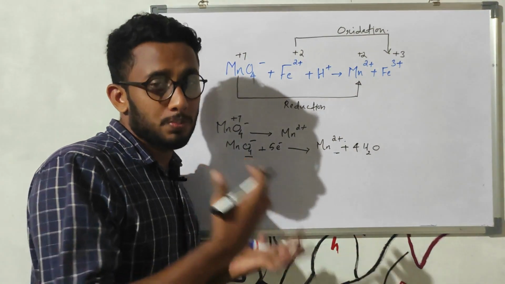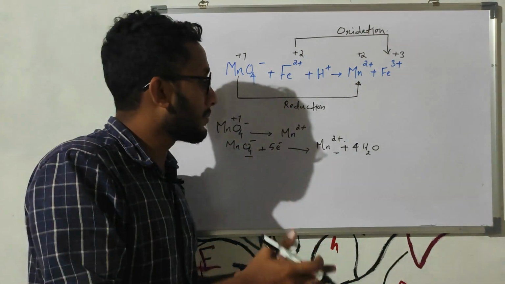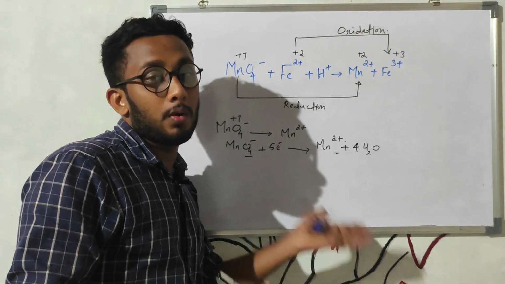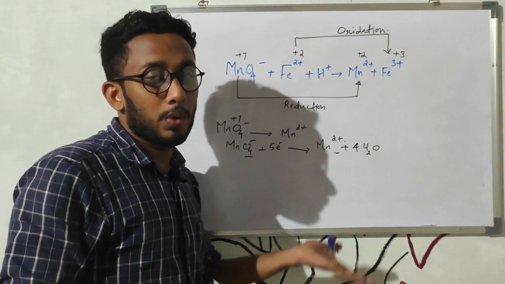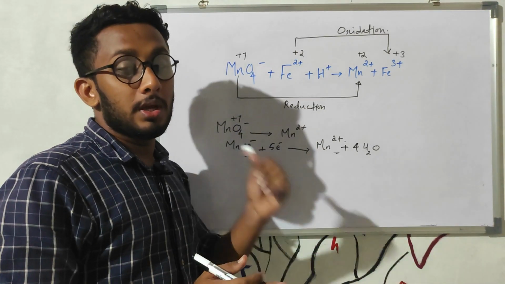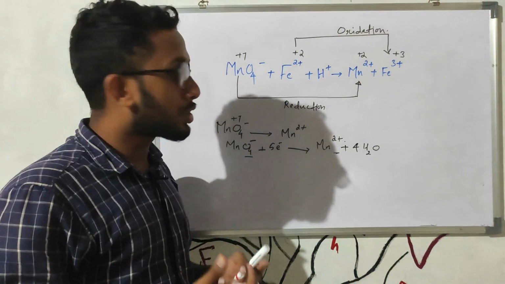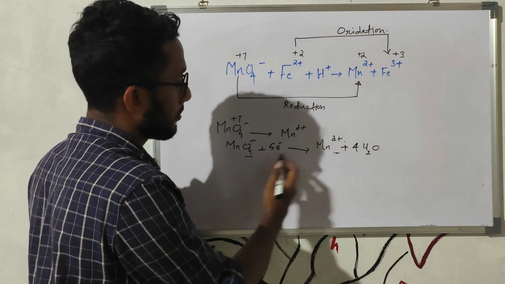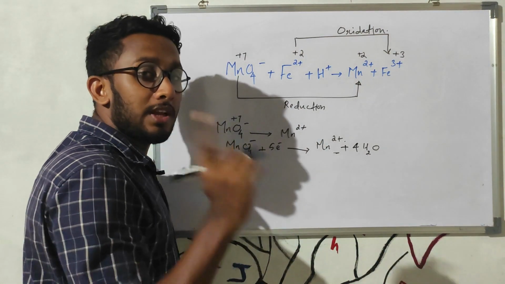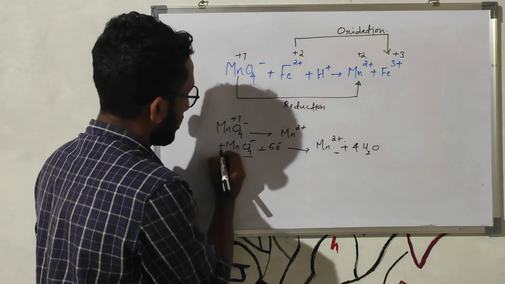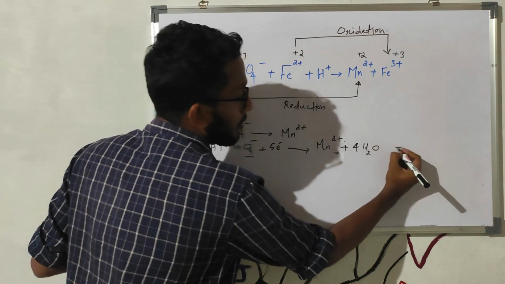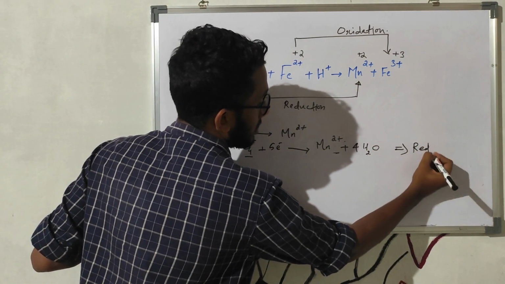What's the next step we have to apply? We have to count the number of hydrogen atoms, the deficient or excess hydrogen on one side, and add the corresponding number of H plus on the other side. How many hydrogen atoms are there? There is no hydrogen atom on the left. Here we have 4 into 2, 8 hydrogen atoms. So we have to add 8 H plus on the other side. So we completed the reduction reaction balancing.